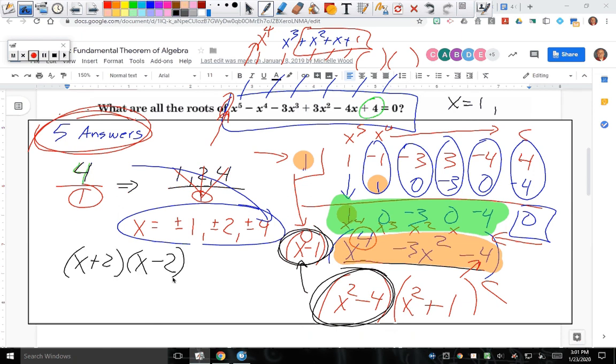Difference of squares. Your first answer is negative 2. And then your second answer is positive 2. Okay, so over here on our little solutions list, let's go ahead and account for the negative and the positive. The only one in contention that we still haven't broken up is this quote-unquote sum of squares.